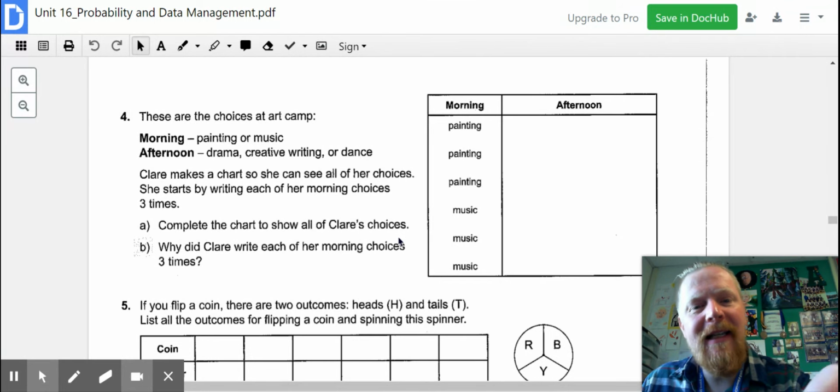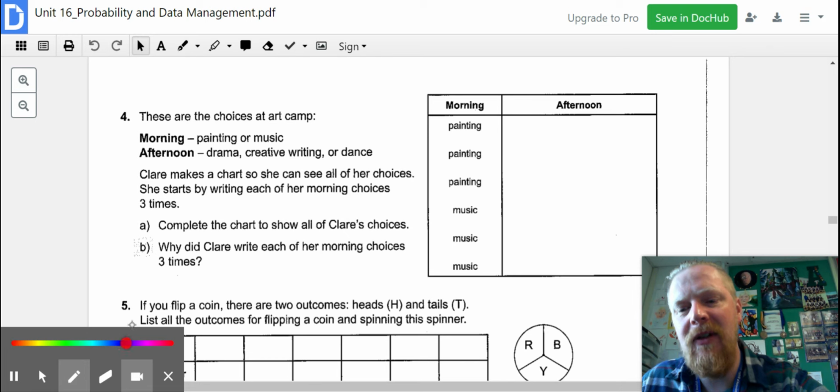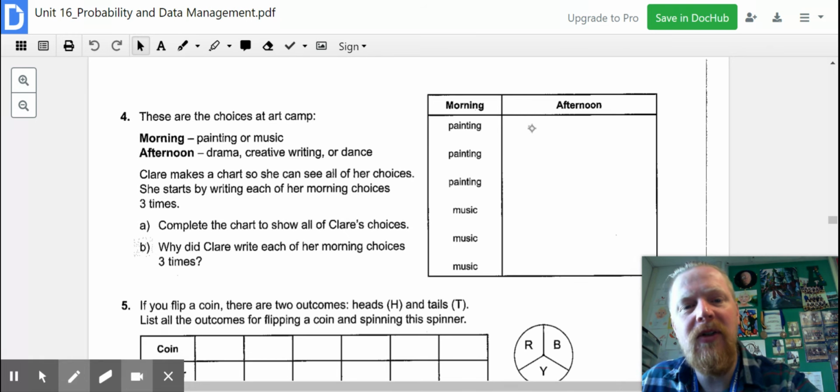Now, they want us to complete the chart, and they've done the morning column for us. So all we have to do is the afternoon column. In the afternoon, she's got a choice of drama, creative writing, or dance.